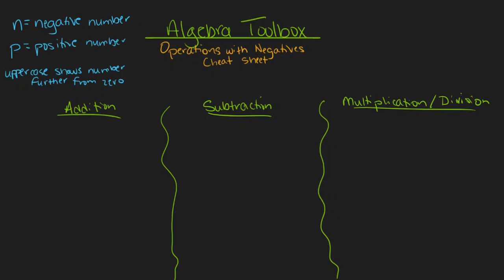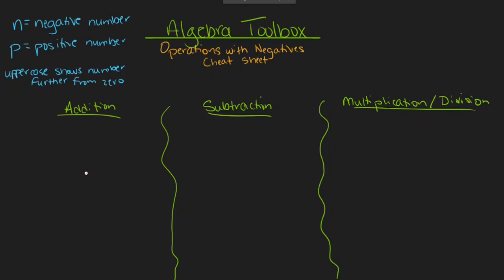So I'm calling this the operations with negative numbers cheat sheet so that you can come back and look really quickly to find patterns when you're adding, subtracting, multiplying, and dividing negative numbers. During this video, I'm going to use n to represent a negative number, p to represent a positive number, and then if I write an uppercase letter, either uppercase N or an uppercase P, that means that the value represented by the uppercase letter is the value in that problem further away from 0.